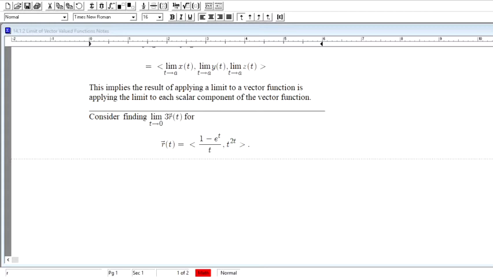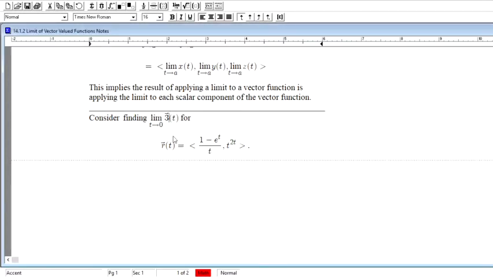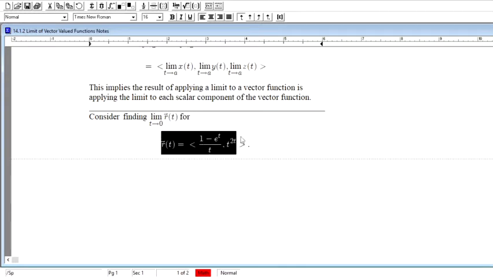Consider again finding the limit as t approaches 0 for r bar of t, where in this example, r bar of t, let me clean this up. All right. R bar of t is this two-dimensional vector valued function where the first component is 1 minus e to the t divided by t, and our second component is t raised to the power of 2t. All right.